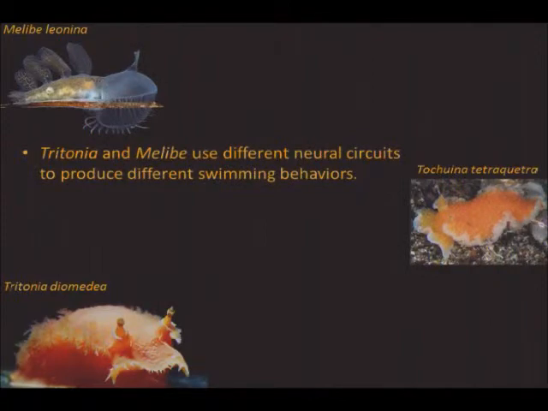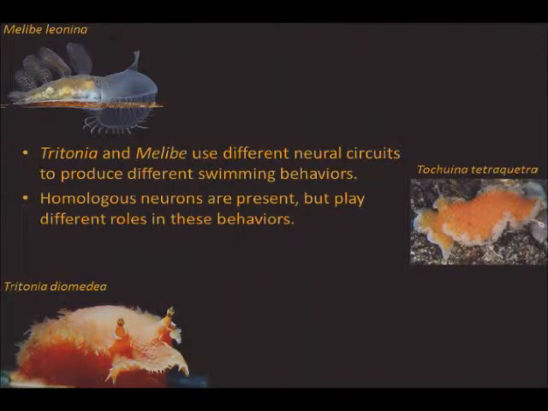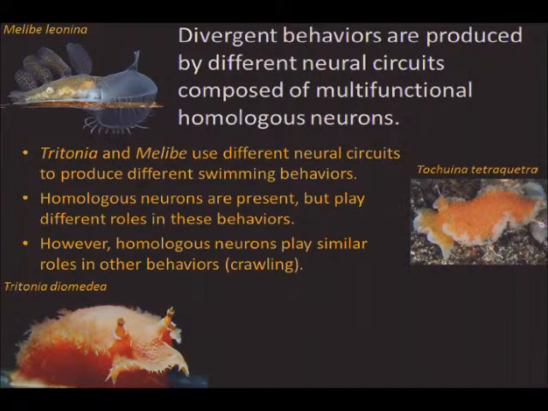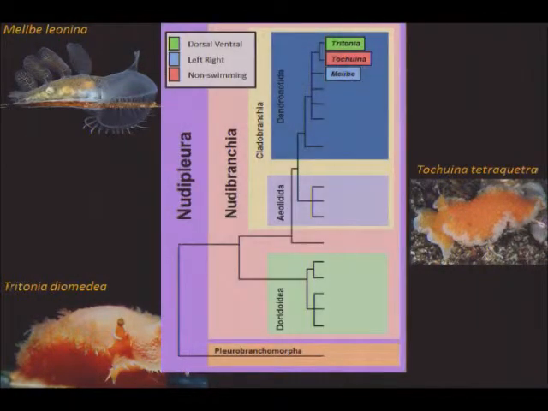So Tritonia and Melibe use different neural circuits to produce different swimming behaviors, but homologous neurons are present and play different roles in these behaviors. However, homologous neurons play similar roles in other behaviors, such as crawling. So the first conclusion then is that divergent behaviors are produced by different neural circuits composed of multifunctional but homologous neurons.